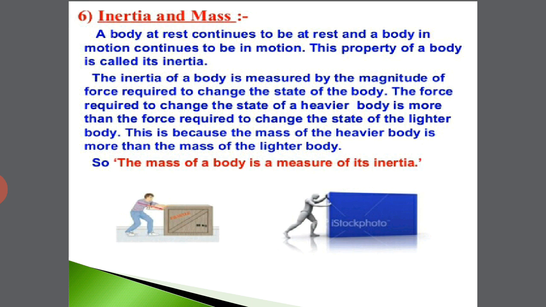Inertia and mass. We know the more the mass, the more its inertia. A body at rest continues to be at rest, and a body in motion continues to be in motion. This property of a body is called its inertia. Inertia of a body is measured by the magnitude of force required to change the state of the body. The force required to change the state of a heavier body is more than the force required to change the state of a lighter body. This is because the mass of a heavier body is more than the mass of a lighter body.